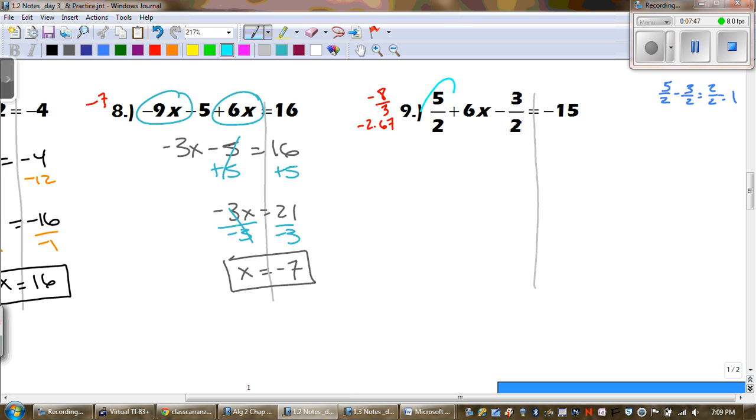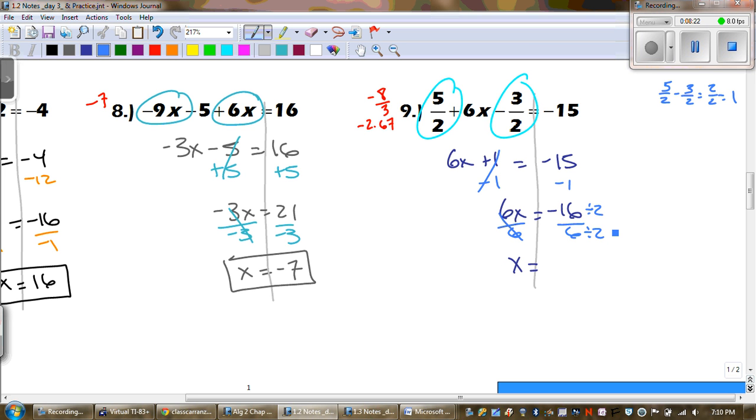Okay, so we combined our like terms, and then we get 6x plus 1 equals negative 15. I'm going to subtract 1 to both sides, and we get 6x equals negative 16. Okay. Divide both sides by 6. Okay, and you might be like, oh, Mr. Grice, I can reduce that. And yeah, you can. You can divide both the top and the bottom by 2. And we would get negative 8 over 3.